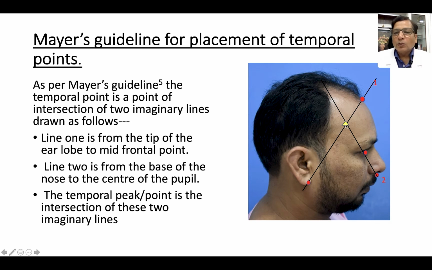Usually it is above and lateral to the lateral most end of eyebrows. That's what you can see. This is the eyebrow, superiorly, laterally on the forehead. That's the location of temporal peak point.